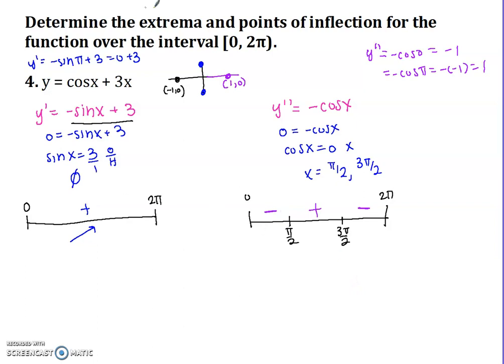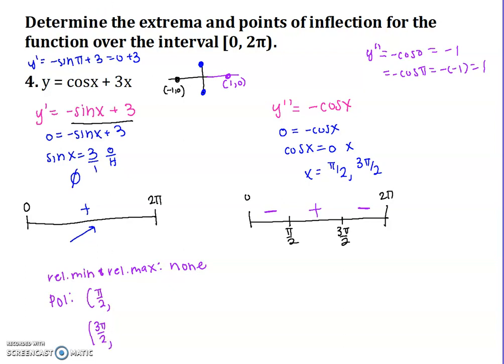So for our extrema, we don't have any. It's increasing the entire time. So for our relative min and our relative max, since it never changes from increasing to decreasing, that means there isn't any. Then for my points of inflection, that's where the concavity changes. So that's going to be at pi over 2 and at 3 pi over 2.